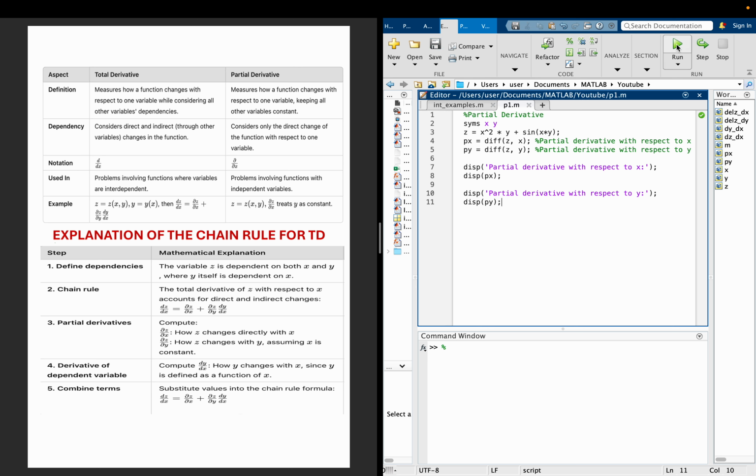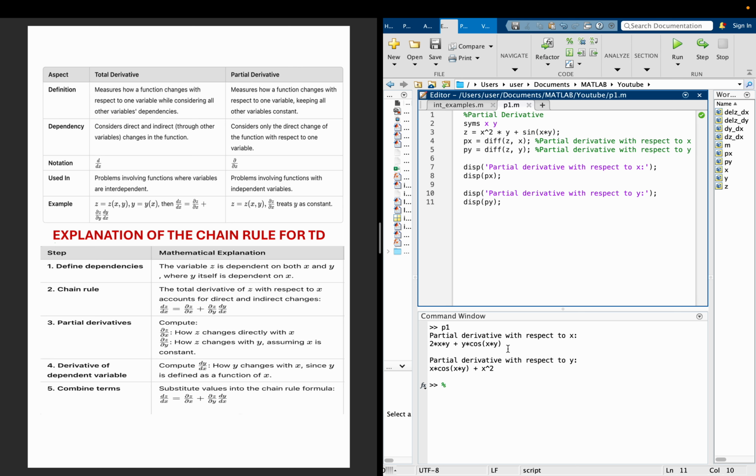So clicking on run, you can see in the command window I have my partial derivative with respect to x, which is computed as 2xy plus y cos xy, and the partial derivative with respect to y is just x cos xy plus x squared. So you can try any function that you like. So for example, if I want cos xy times maybe tan y, if I run again, so here is my solution.